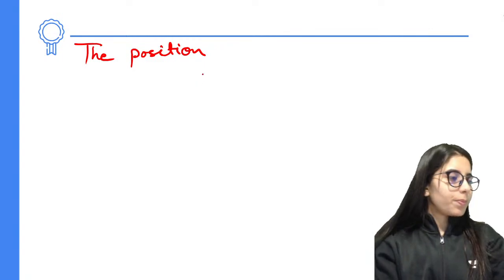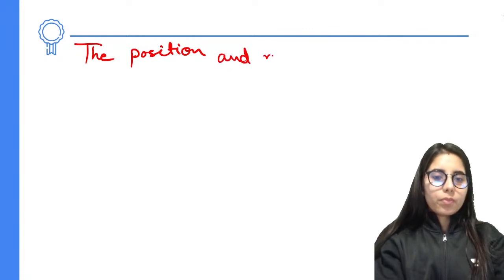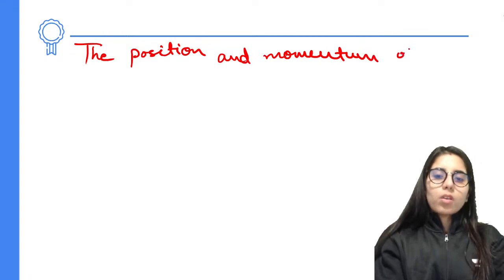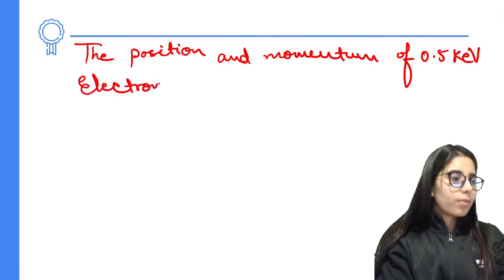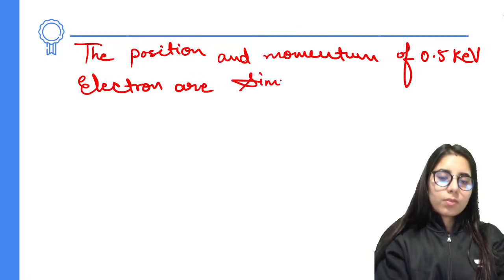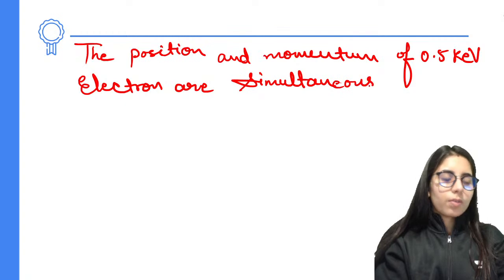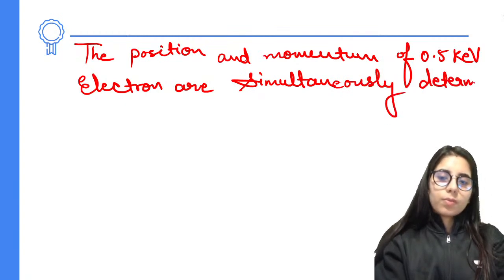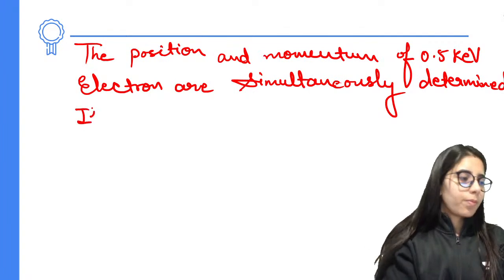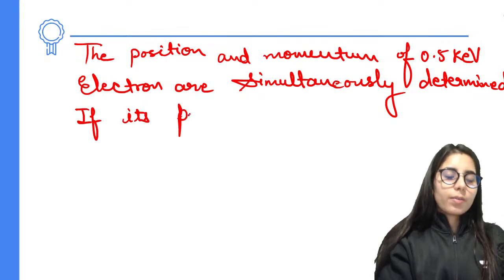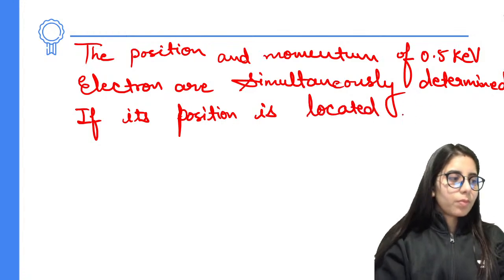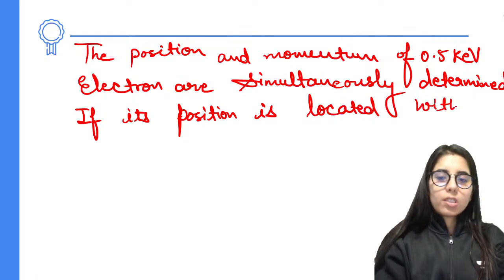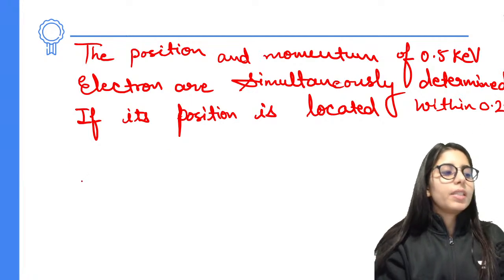The position and momentum of a 0.5 kilo electron volt electron are simultaneously determined if its position is located within 0.2 nanometers. What is the percentage uncertainty?